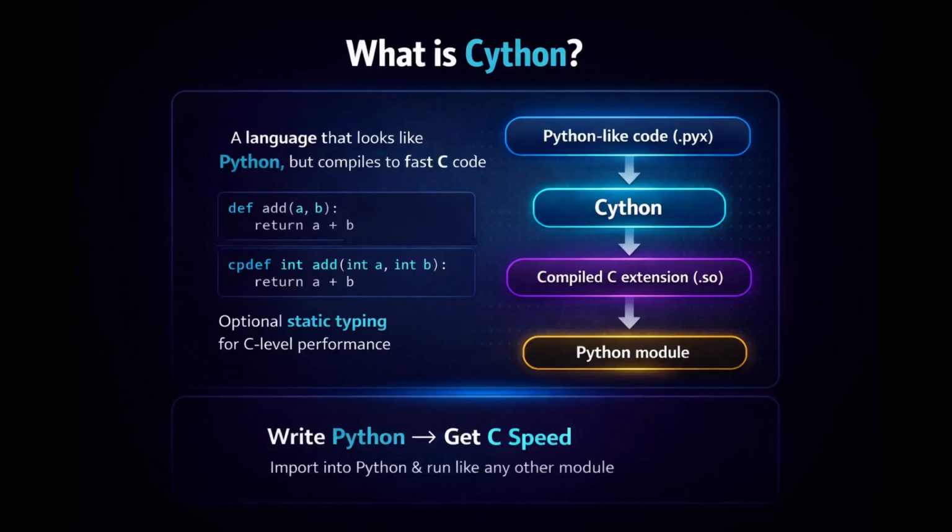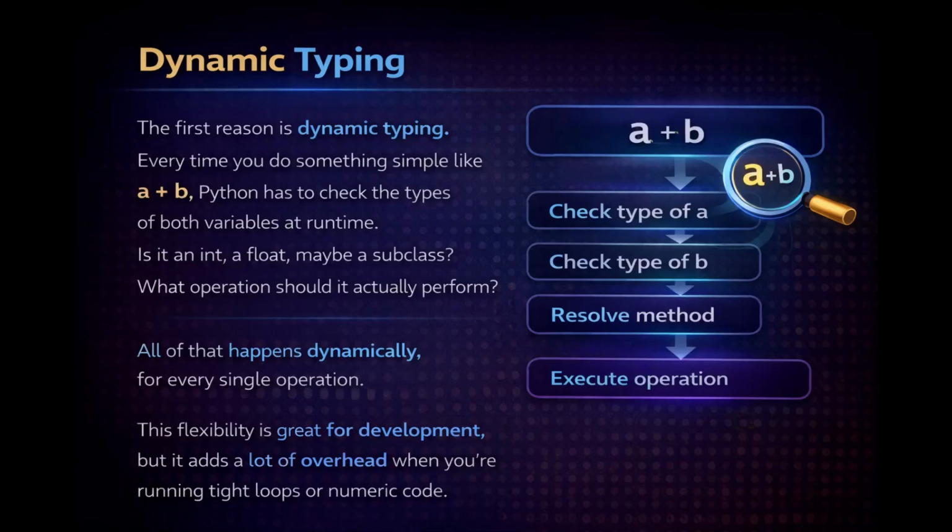Now that we know what Cython is, let's talk about why Python is slow in the first place, because it makes it much easier to understand where the performance gains are coming from. The first reason is dynamic typing. Every time you do something simple like a plus b, Python has to check the types of both variables at runtime. Is it an int, a float, maybe a subclass? What operation should it actually perform? All of that happens dynamically for every single operation. This flexibility is great for development, but it adds a lot of overhead when you're running tight loops or numeric code.